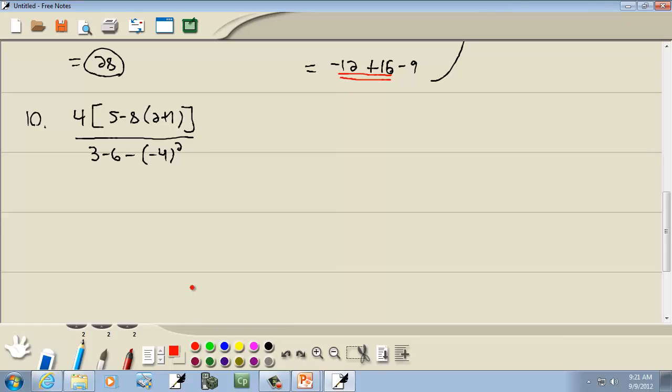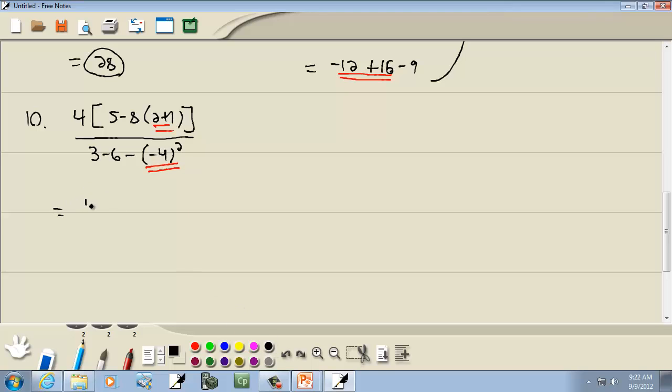So look at the top part. Please Excuse My Dear Aunt Sally. We've got brackets, so we're going to do what's inside the brackets. Within the brackets, we have parentheses, so we're going to do those first. You do the inner ones first. Down below, we're also going to follow Please Excuse My Dear Aunt Sally. We've got parentheses, but there's nothing to do inside the parentheses. So, excuse, exponents. We've got a negative 4 squared.